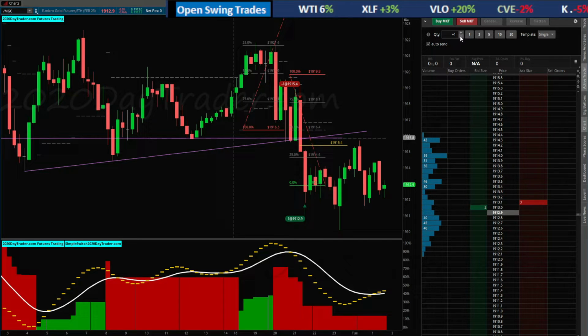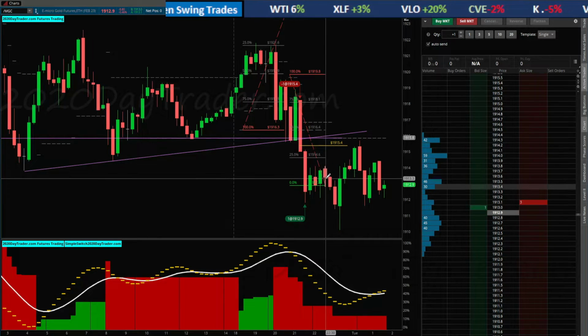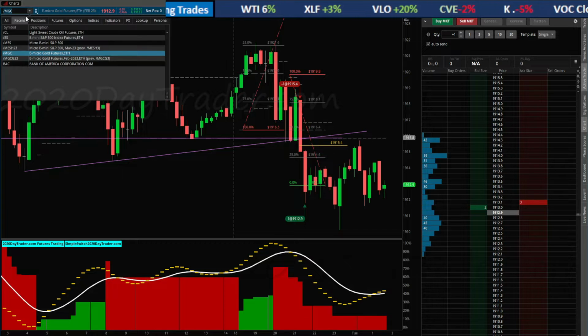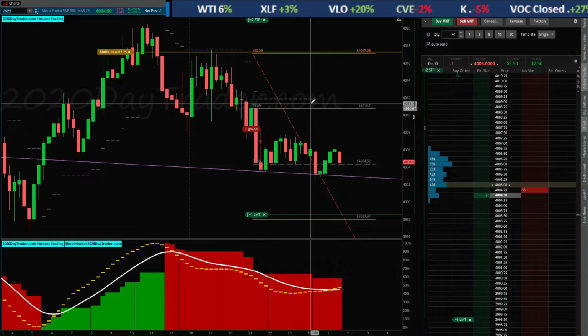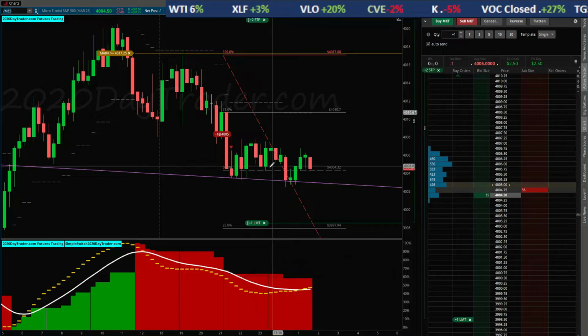I only bought 1 contract when I could have bought 2 because I saw the MES setting up. Let's go find out what's happening there now. I saw the MES setting up for the trade, and you can see I put it on my chart now.